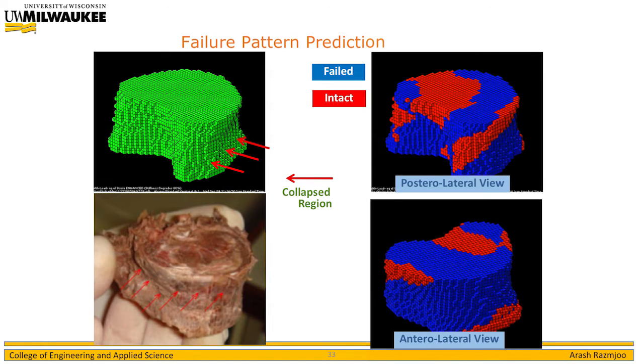This shows the progression of the failed region. Here, blue color indicates the failed region. And from the posterior lateral view, you can see the creation and growth of the failed region. Here it shows the anterior lateral view of the failure pattern. Again, the blue color indicates the failed region.